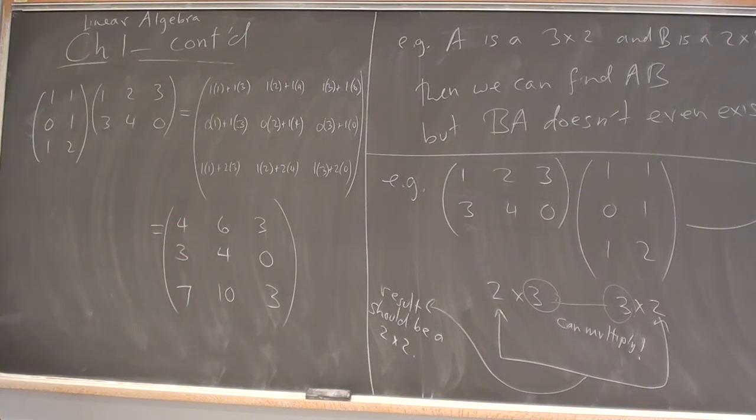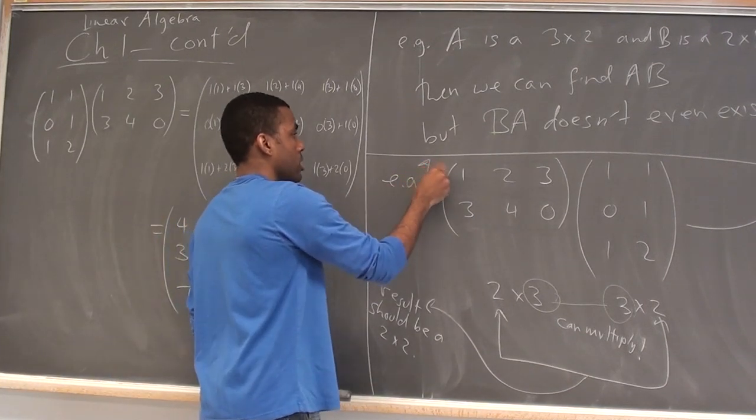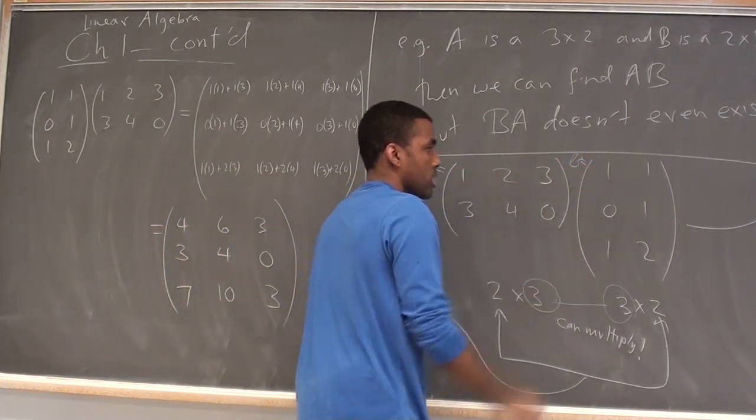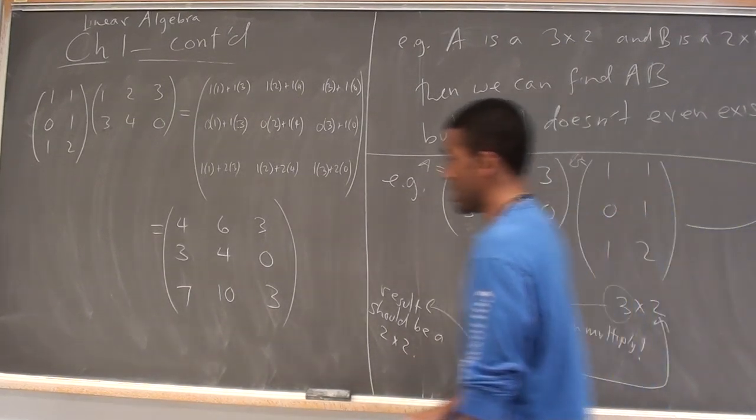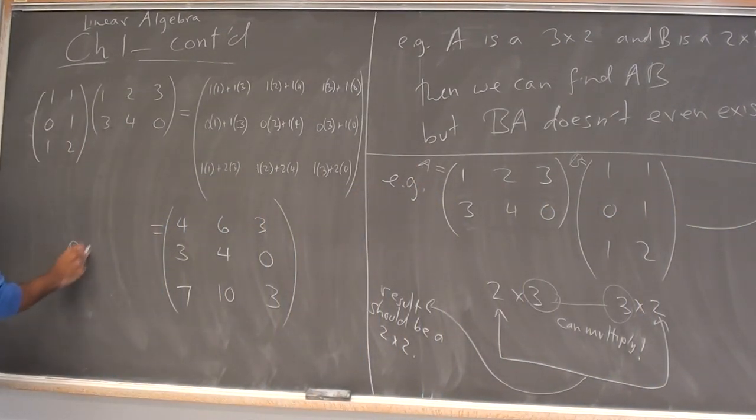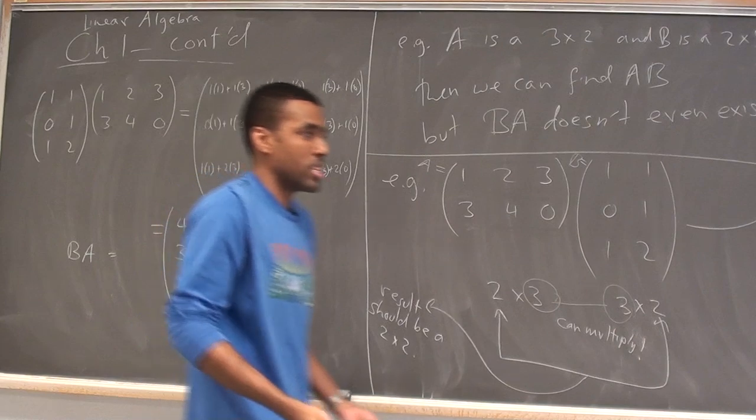So here you see that this guy, if I call this A and call this B, then AB would look like that, and BA would look like that. So AB and BA, they're not the same. They don't have the same dimensions.